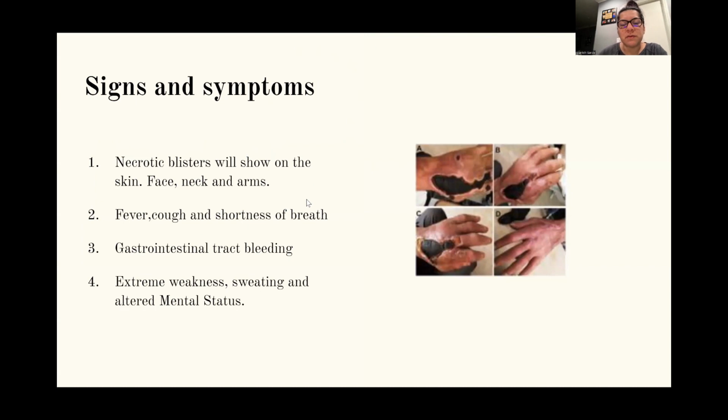The signs and symptoms of anthrax are usually fever, cough, shortness of breath. There is internal bleeding from anthrax being in the gastrointestinal tract, extreme weakness, sweating, and when anthrax is invading the central nervous system, meaning the bacteria can be in the spinal fluid or even the brain, it causes altered mental status.